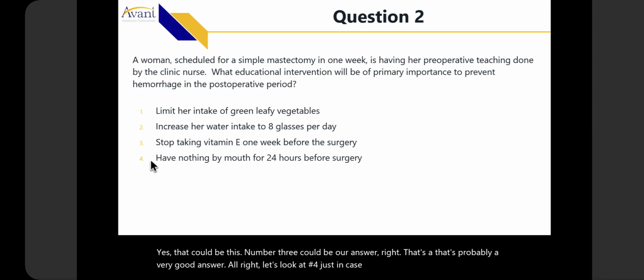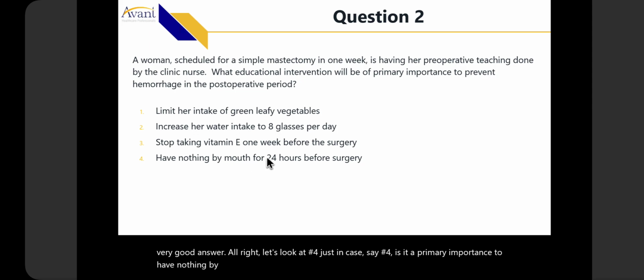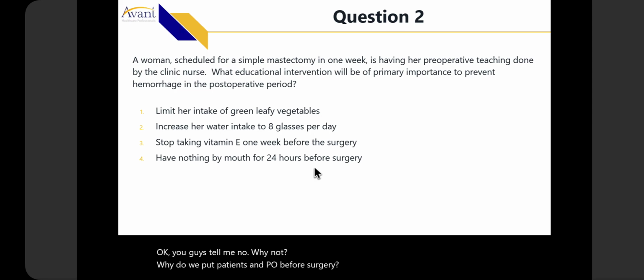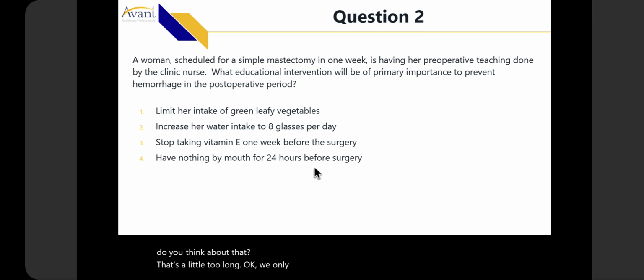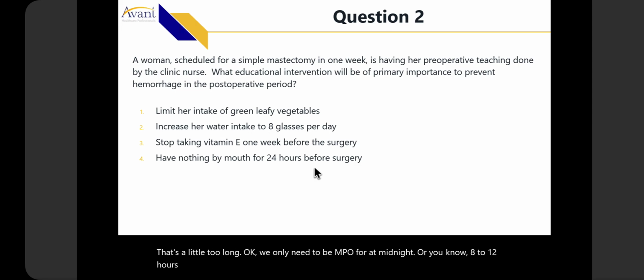Let's look at number 4 just in case, all right? Number 4, is it of primary importance to have nothing by mouth for 24 hours before surgery? Okay, you guys are telling me no. Why not? Why do we put patients NPO before surgery? Is it because we're worried about hemorrhage? No, it's because we're worried about aspiration, okay? Whether they're NPO or not does not affect whether they will hemorrhage or not. It prevents aspiration, okay? And 24 hours, what do you think about that? That's a little too long. They only need to be NPO at midnight or 8 to 12 hours prior to their surgery. Okay, so 4 is not a good answer either. It's not related to hemorrhaging.